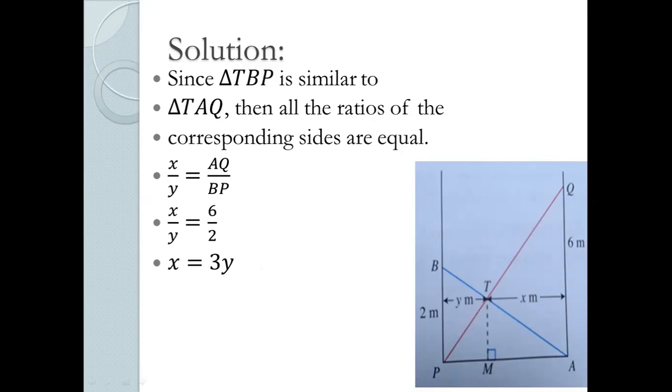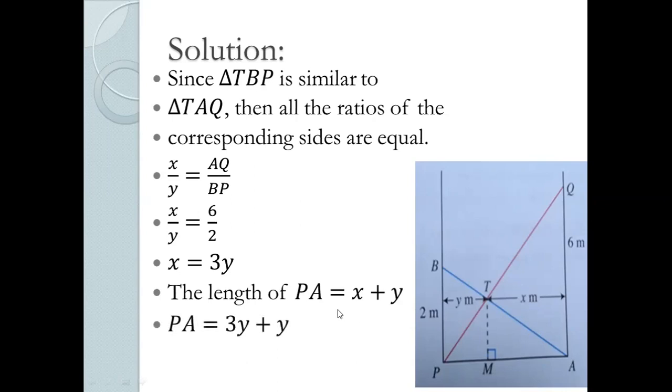We have to find the length of PA, which is equal to y plus x. Now we will substitute x in the equation, and we will form an equation like this. PA is equal to x plus y, where x is equal to 3y, and when y is added, PA is equal to 4y meters.